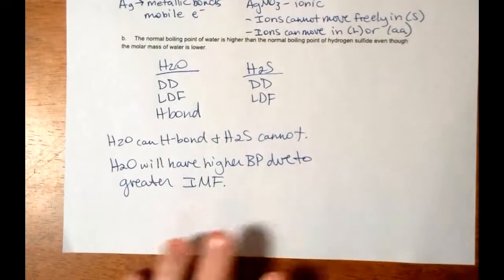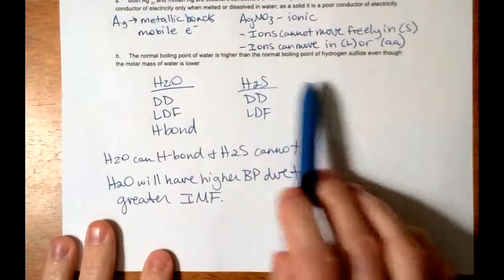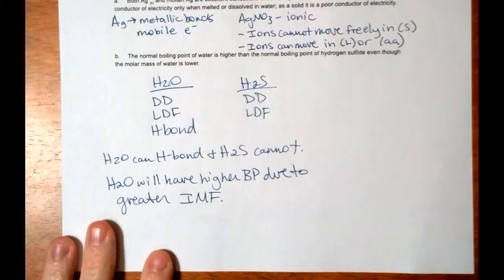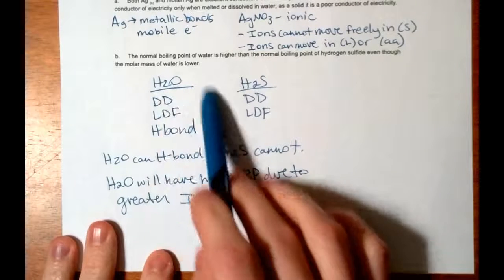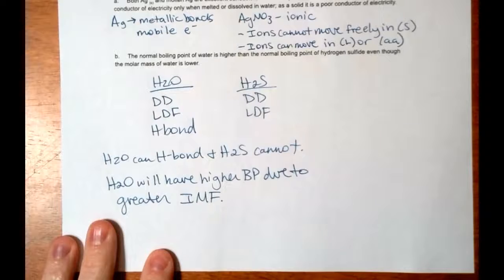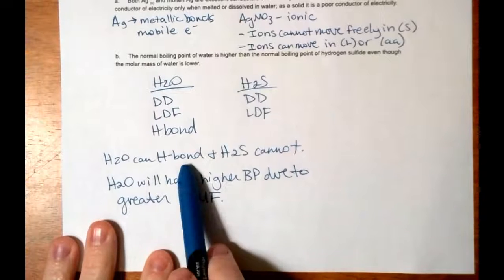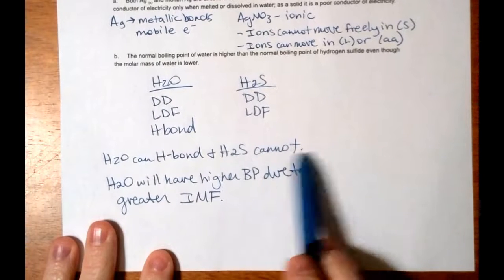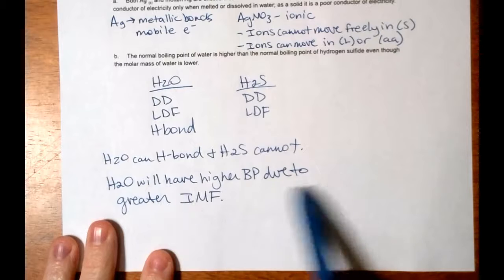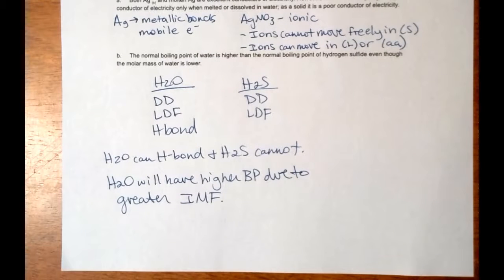And to finish, why is water's boiling point higher than H2S? Here are all of water's. Here are H2S's intermolecular forces. Water can hydrogen bond and H2S cannot. Therefore, water will have a higher boiling point due to greater intermolecular forces.